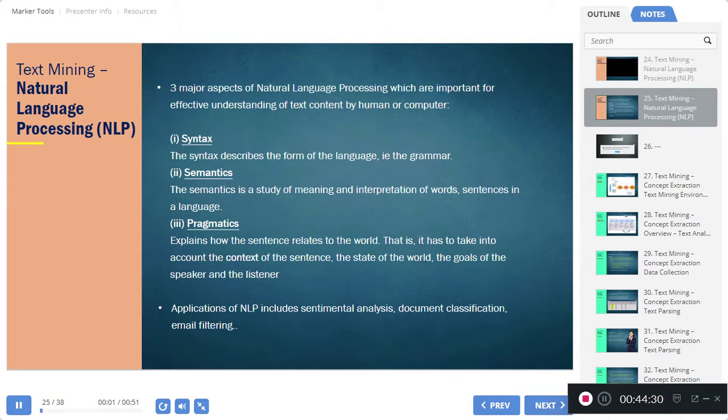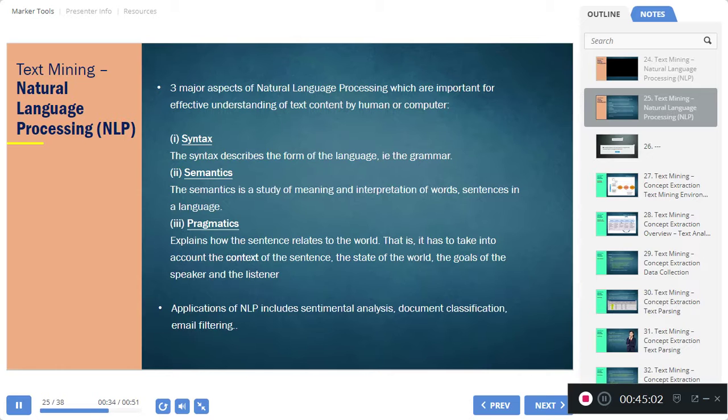Three major aspects of natural language processing which are important for effective understanding of text content by human or computer. 1. Syntax. The syntax describes the form of the language, like the grammar. 2. Semantics. The semantics is a study of meaning and interpretation of words, sentences in a language. 3. Pragmatics. Explains how the sentence relates to the world.